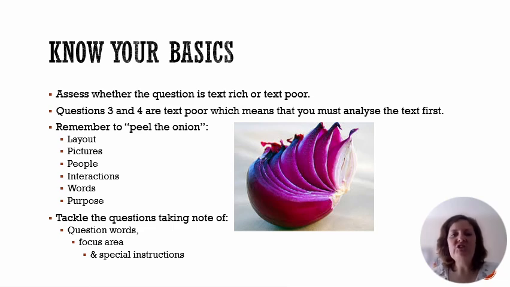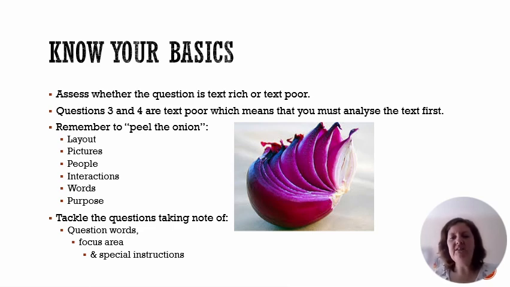All right, so let's know our basics. And I firstly want to revise what I taught you yesterday about visual literacy. Whenever we're doing paper 1, when we start a question, the first thing we ask ourselves is: is this question text-rich or text-poor? In the case of an advert, we are going to answer that it is text-poor. And so I really appeal to you to analyze the text first by peeling the onion.